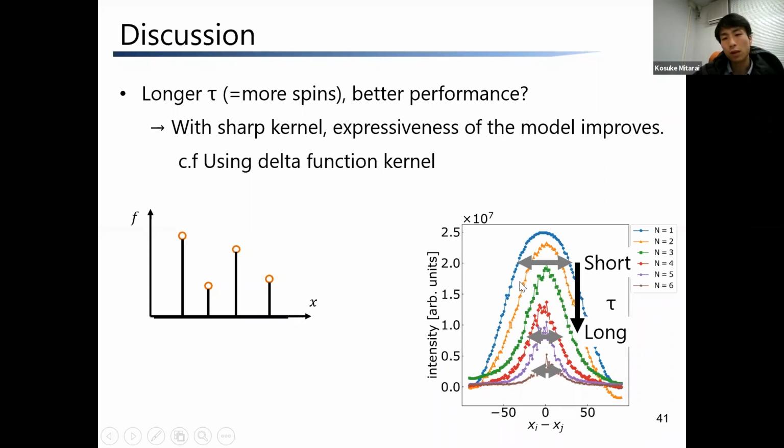So in the short tau, we have a wider kernel, but in the long tau, we have a sharp kernel. As tau gets longer, this kernel gets sharper and sharper, and we think that this improves the performance of the learning process.